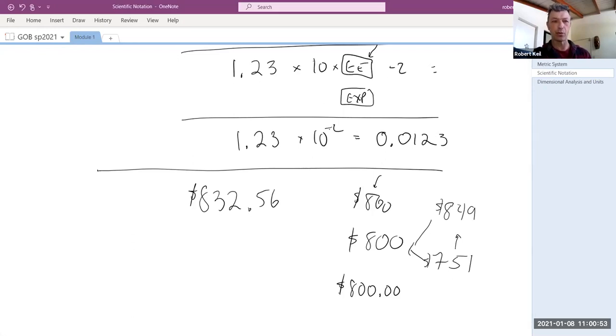But you know, the reality is if you walked into a store and they said it's $800 and they were like, oh, we just rounded off, it's really $849, you'd be annoyed, right? So what do we do for that? Are there rules for it? Yes, there are. There's rules about leading zeros and trailing zeros and stuff like that.